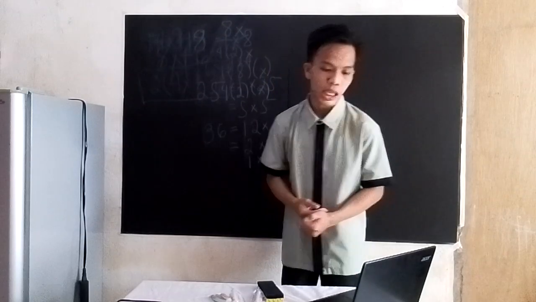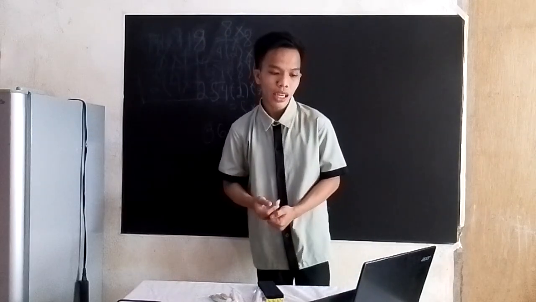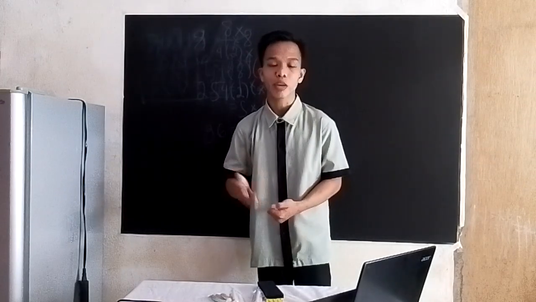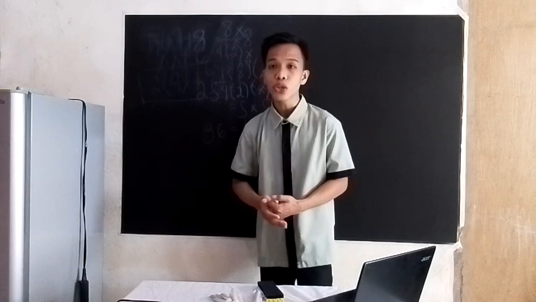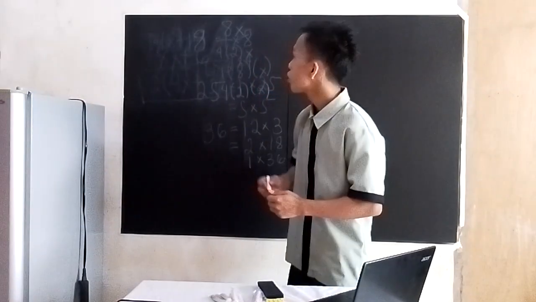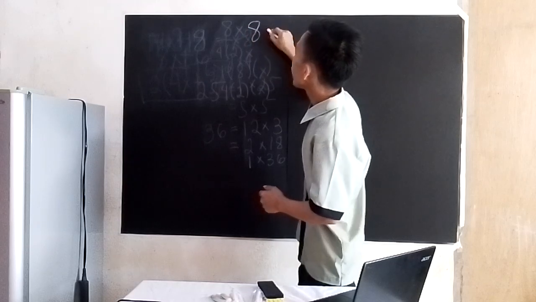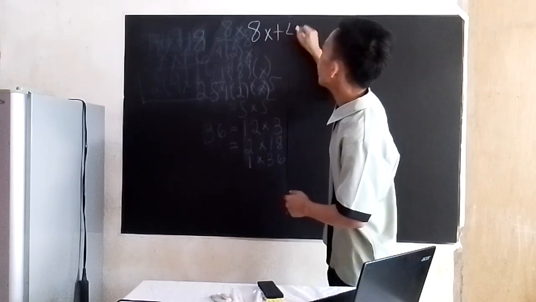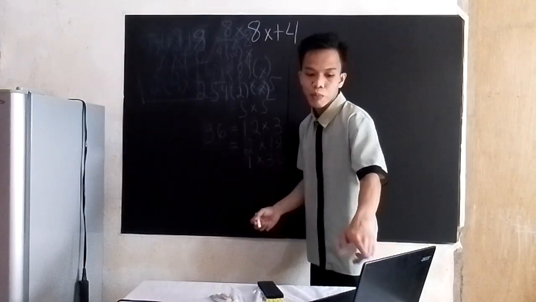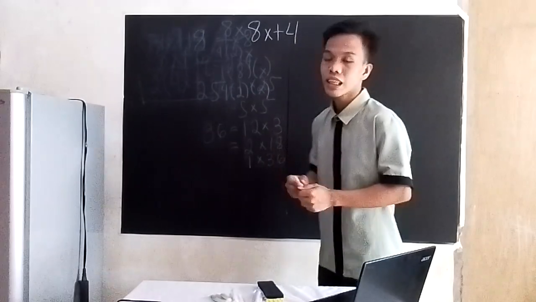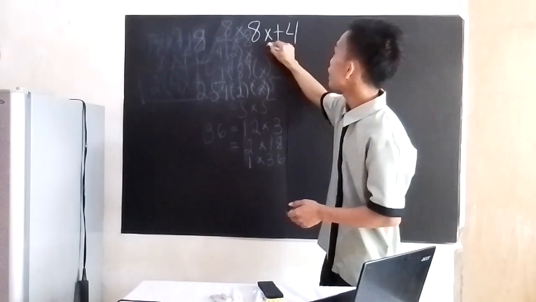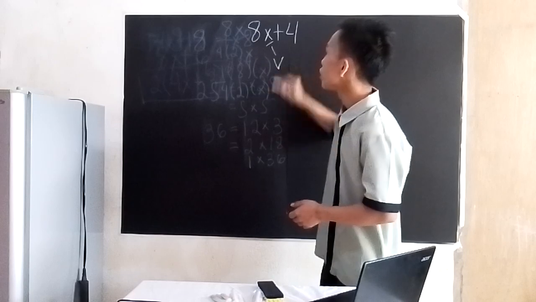Next, what are polynomials? Polynomials are defined as an expression that is composed of variables, constants, and exponents, combined using plus and minus signs. For example, we have 8x plus 4. According to the definition, it has a variable. Our variable is the letter. What letter do we have here? That is x. So this will be our variable.